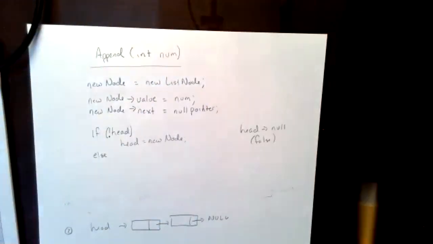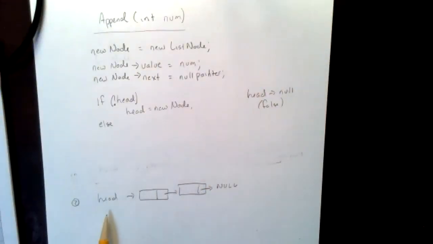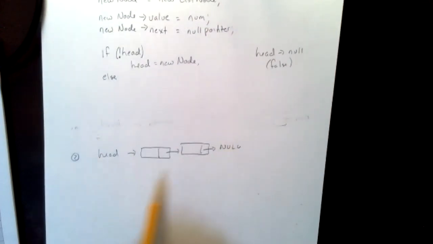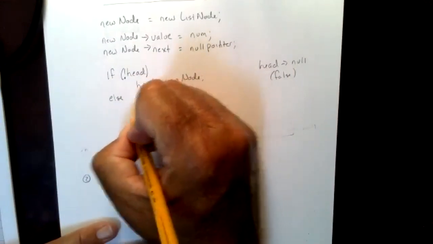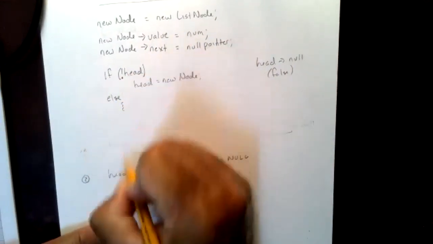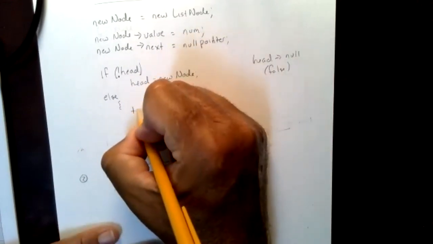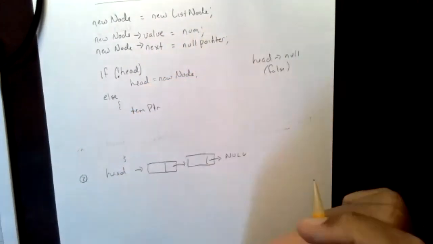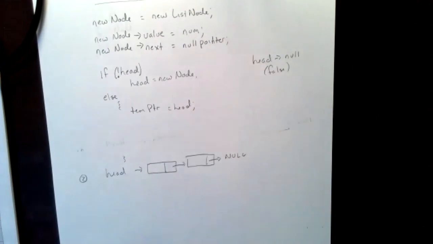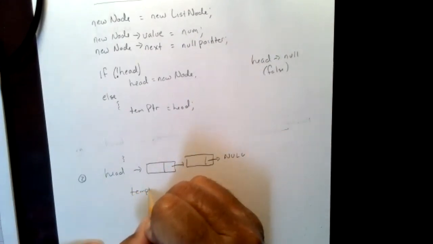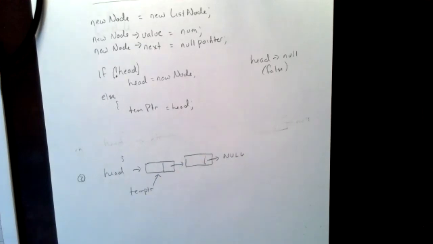Now I have this situation, which means I know head doesn't point here, and I have to be able to traverse through. So something I could possibly do is create a temp pointer. Inside of my else, it's going to be a nice big block of code maybe. I'm going to have a temp pointer, and my temp pointer is going to get the value of head. So now temp pointer points to there.